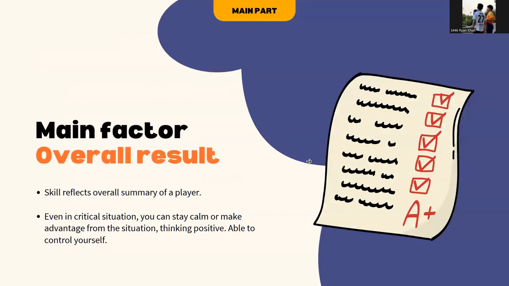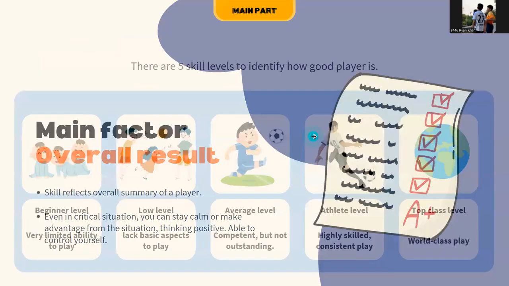Next, our main factor for the overall result. Obviously, one is the skill that reflects the overall player, and even in a critical situation, how calm the athlete can stay, how they can take advantage of the situation or think positively, and how the athlete is able to control themselves in the most stressful part of their event.